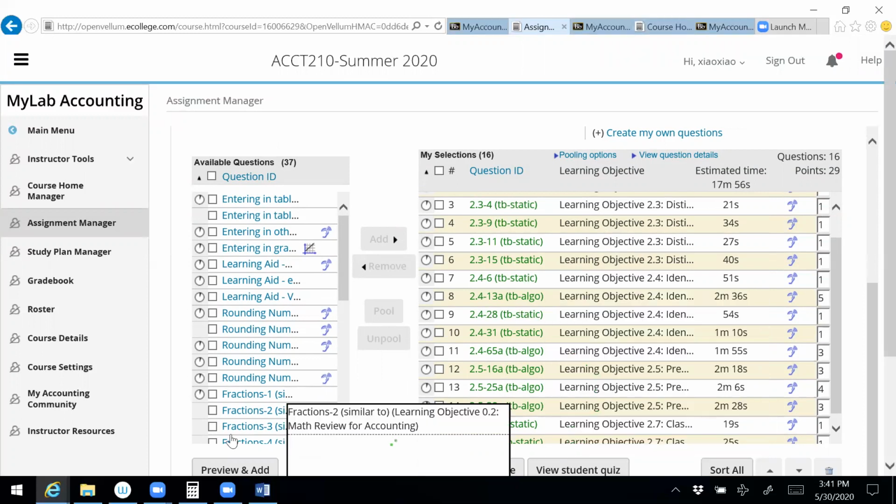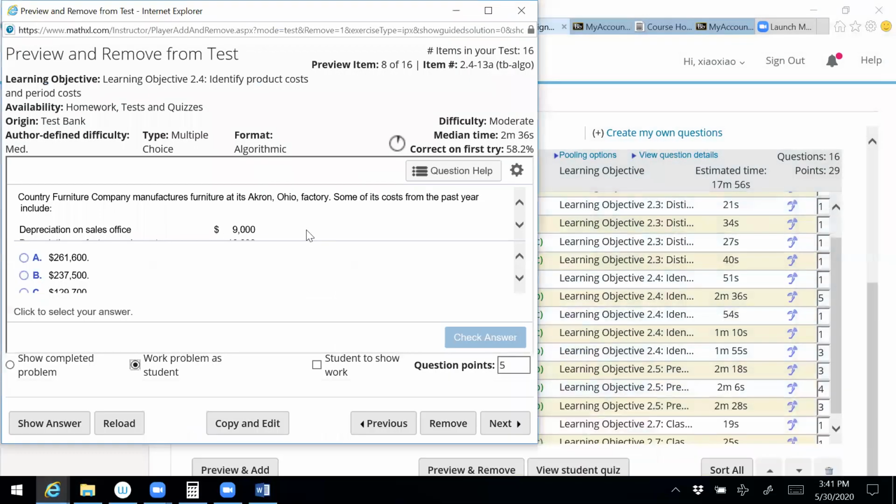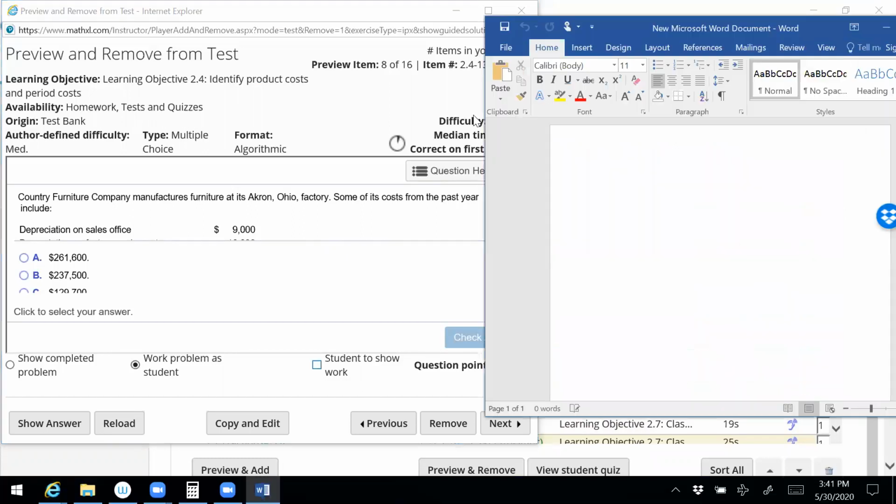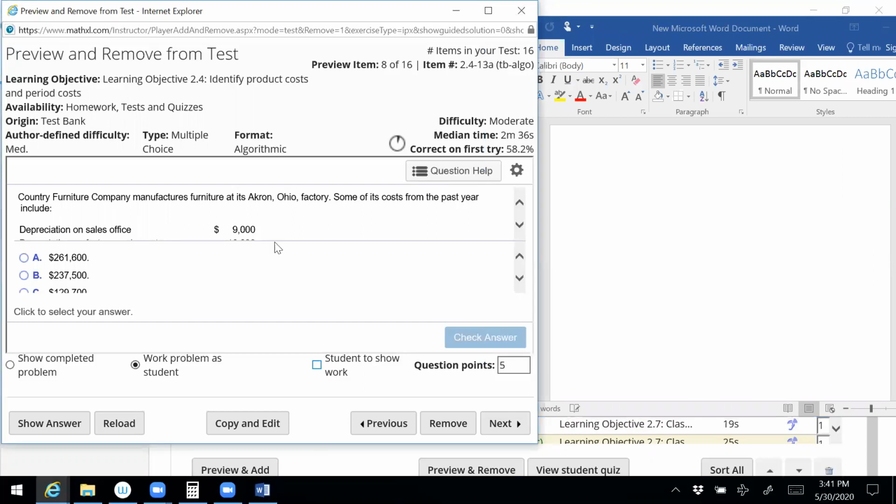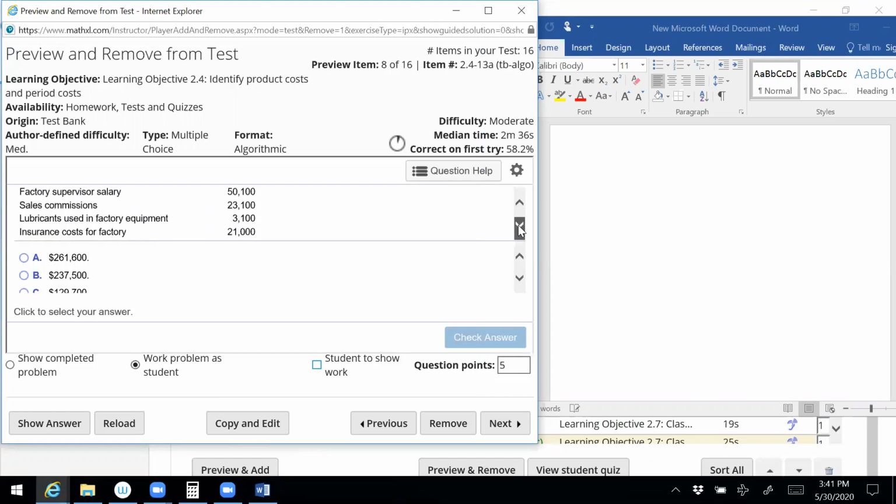So now let's look at the calculation questions. Okay, let's look at one of the calculation questions. I think this is a good one to practice the concept of manufacturing overhead. This question said a company is making furniture and they have all these costs, asking about the manufacturing overhead.